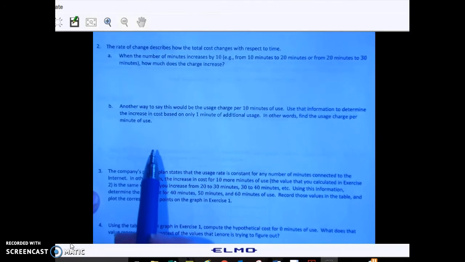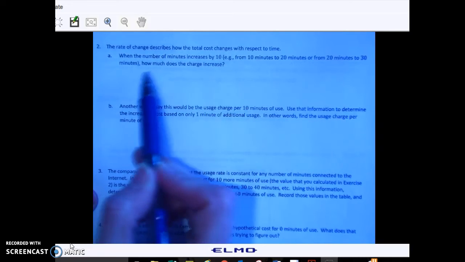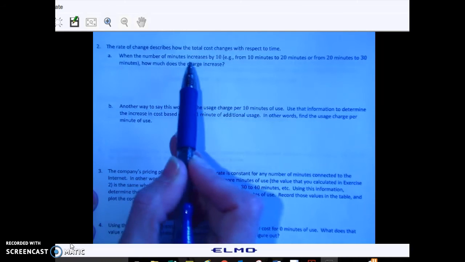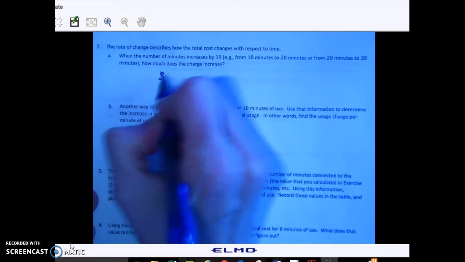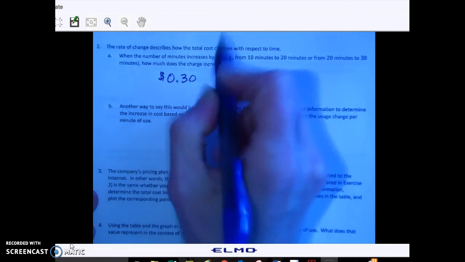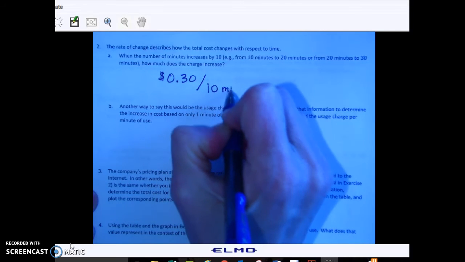Thinking about that information, we're just answering that question. When the number of minutes increases by 10, how much does the charge increase? Well, it costs 30 cents for every 10 minutes.